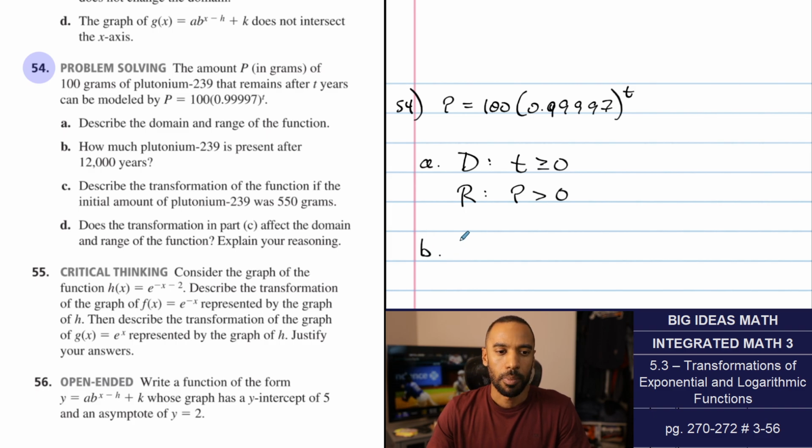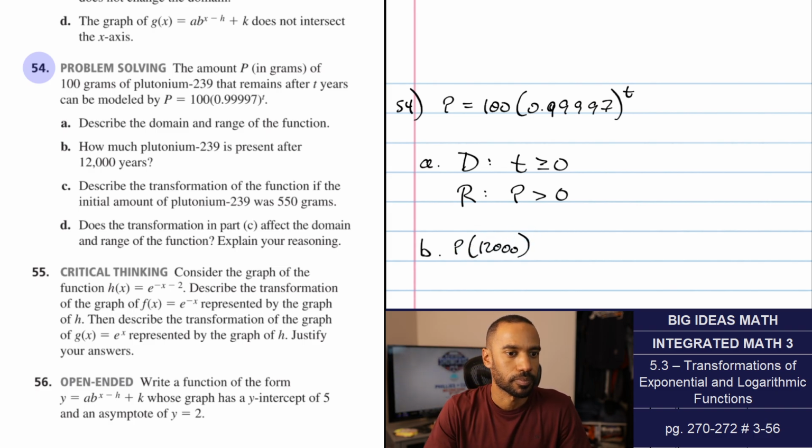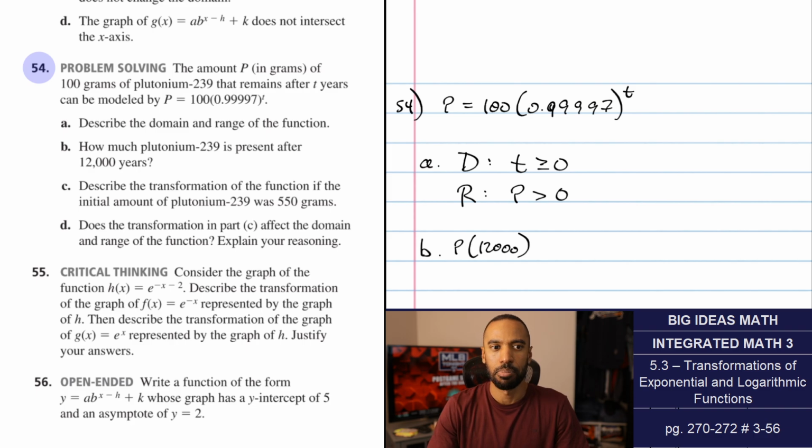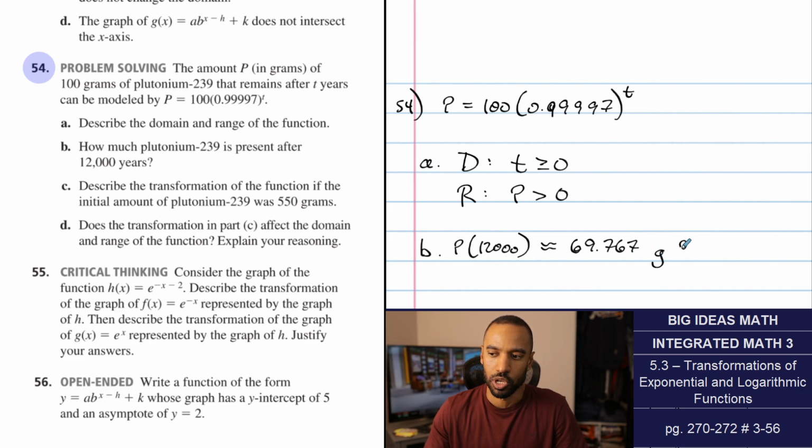Part B, how much plutonium-239 is present after 12,000 years? Let's do P of 12,000. Let's plug that into the calculator. So we're doing 100 times 0.99997 raised to the 12,000 power, and I'm getting 69.767 grams of plutonium-239.